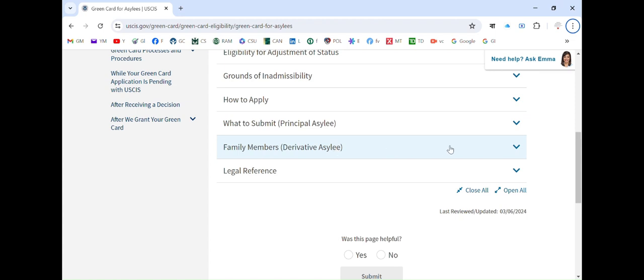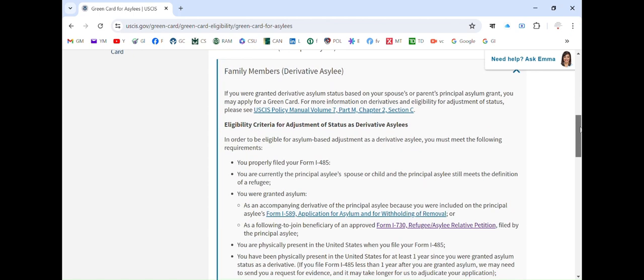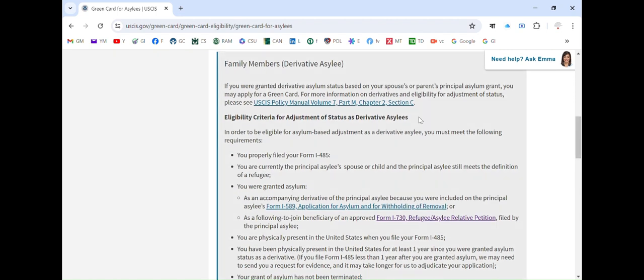Okay, let us proceed. So click on here. So the description comes up. Now you see, if you were granted derivative asylum status based on your spouse's or parents' principal asylum grant, you may apply for a green card. So what do you understand here?